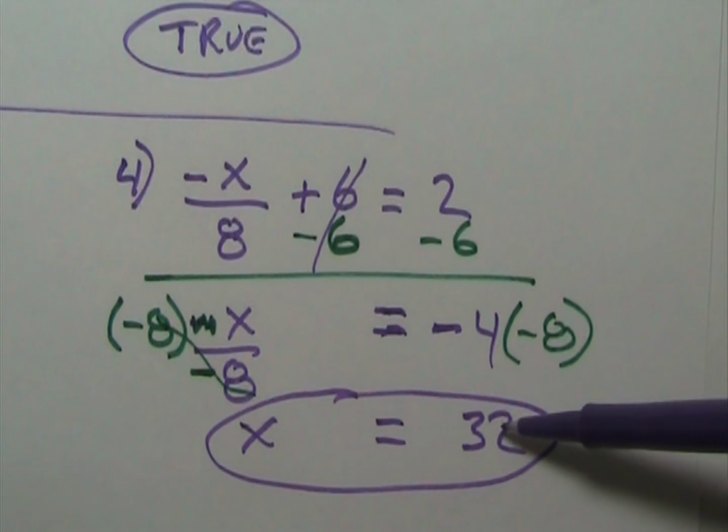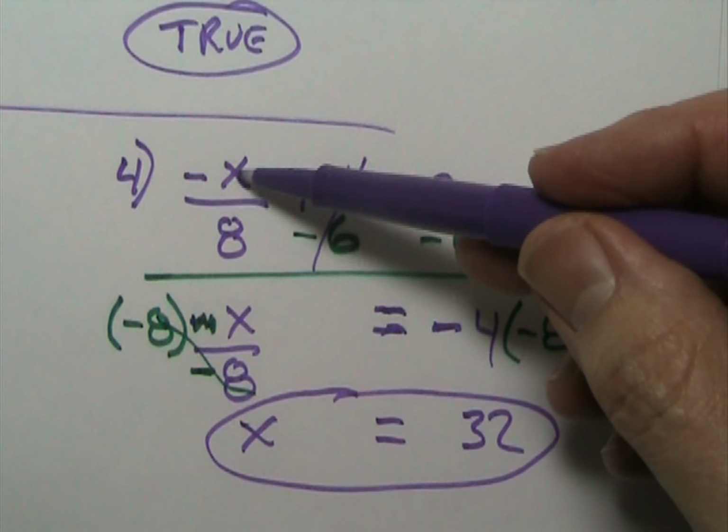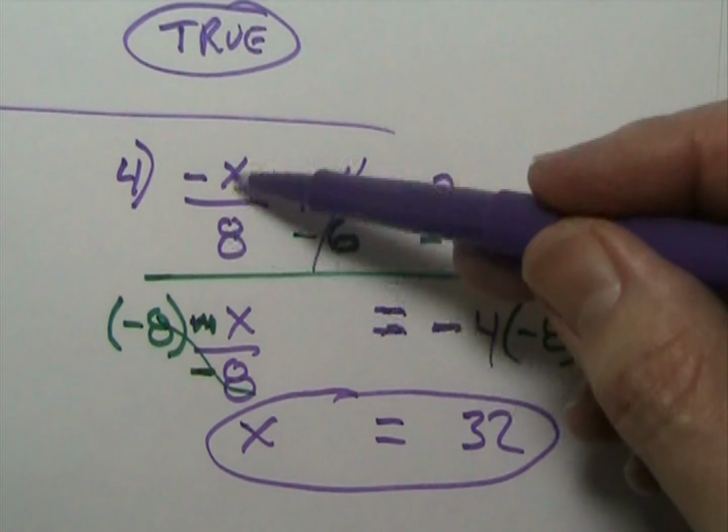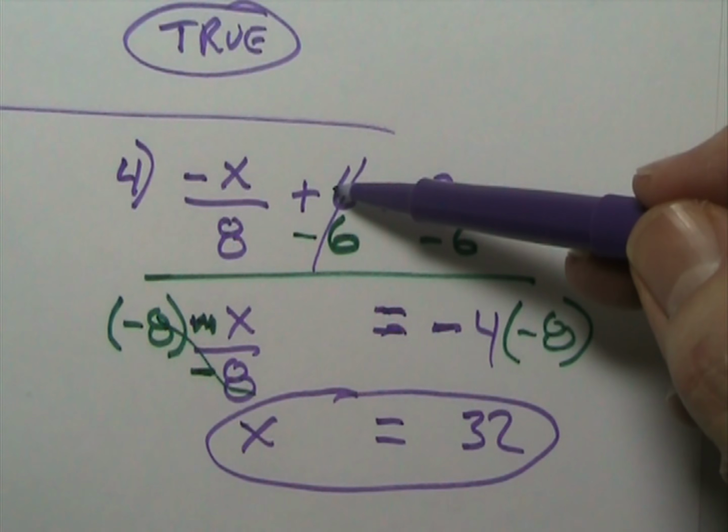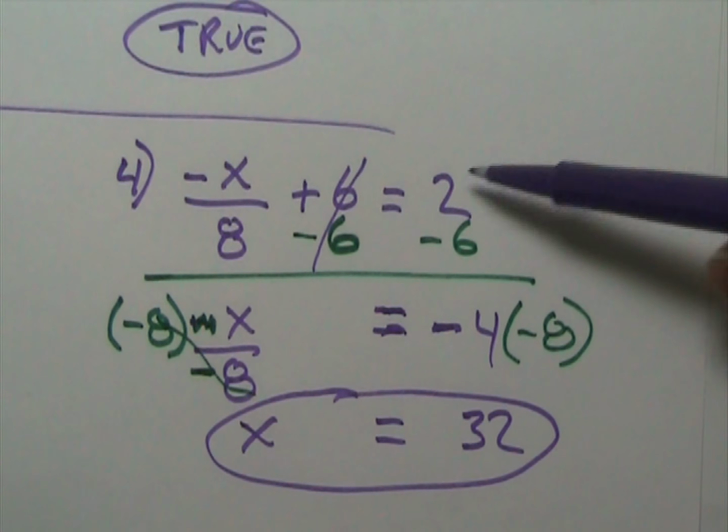And if you check this, you put 32 in there. 32 divided by 8 is 4. So we have negative 4 plus 6. Negative 4 plus 6 is 2. It works out.